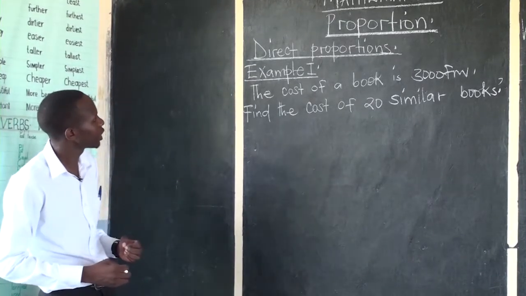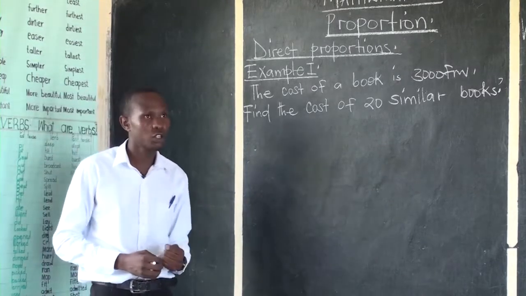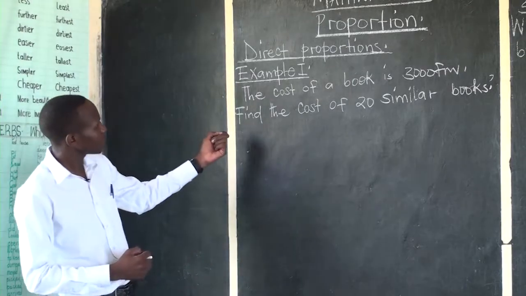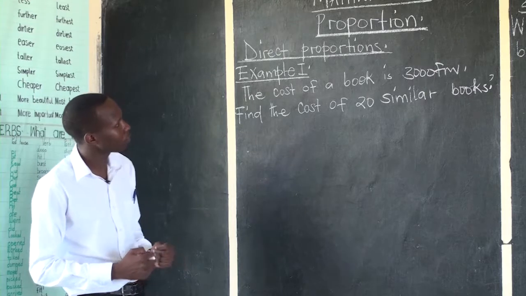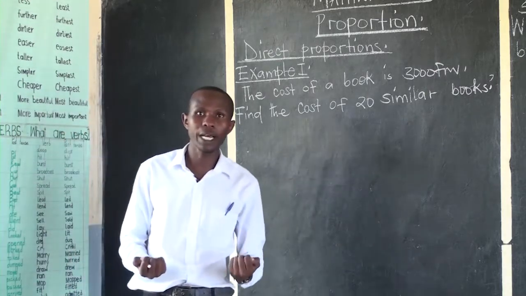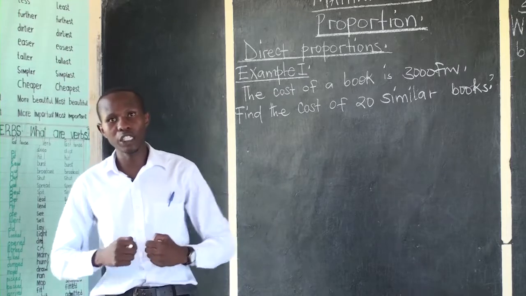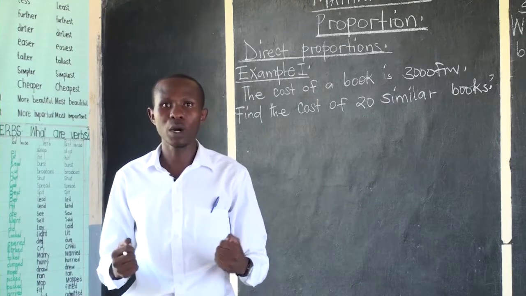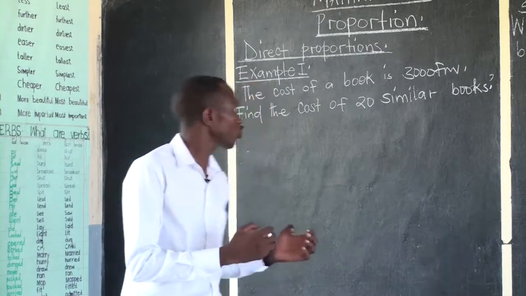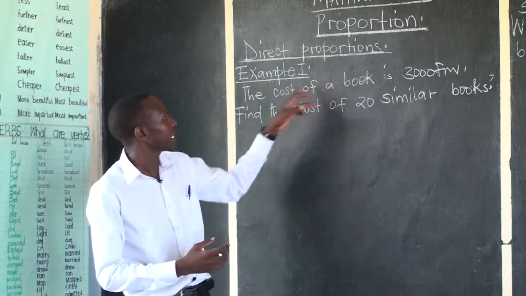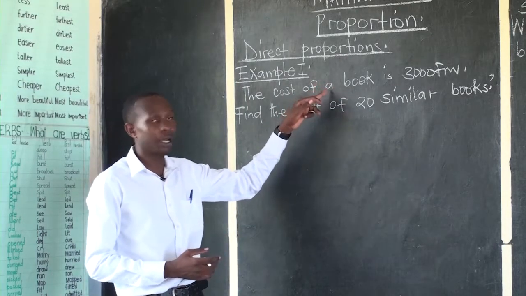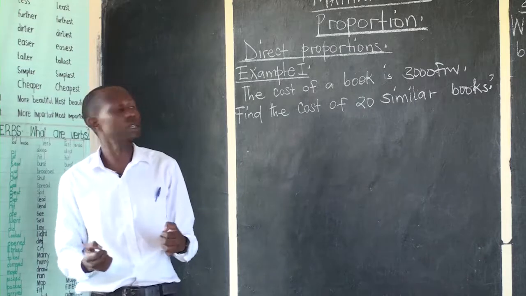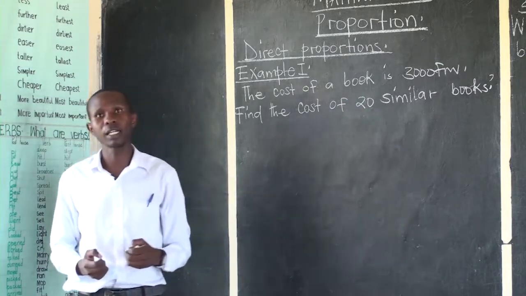Example one says the cost of a book is 3,000. Then the statement says find the cost of 20 similar books. When they say the cost of a book, the cost of a book simply means one book. Instead of saying the cost of one book, they have just used the article a to represent one book. So the cost of one book is 3,000 francs.